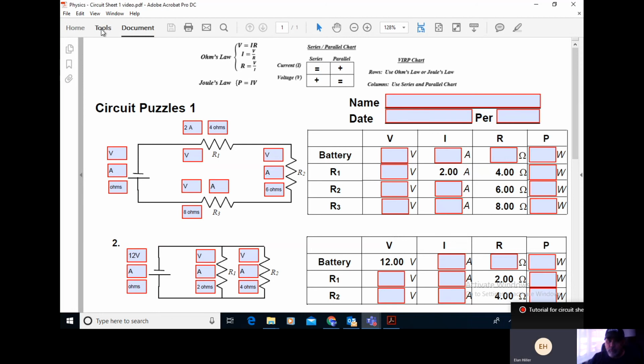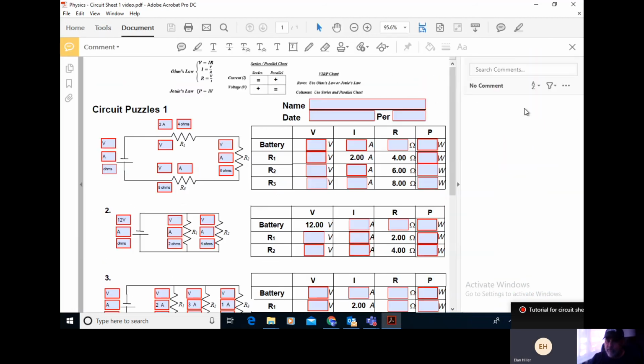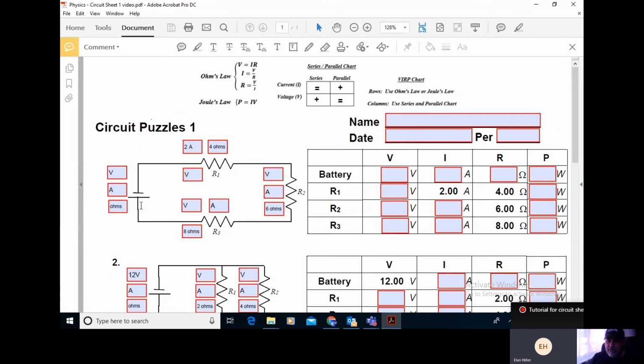What I would suggest is turn on your tools, your comments. That way you can annotate the circuit along with me as I do. One of the things we should know is that the total current comes from the positive side of the battery. If we were to annotate this battery, the positive side is the long end, the short end is the negative side. We follow the current from the positive side of the battery all the way around to the negative side. So the current would look like this: down, over, up, over, back down again.